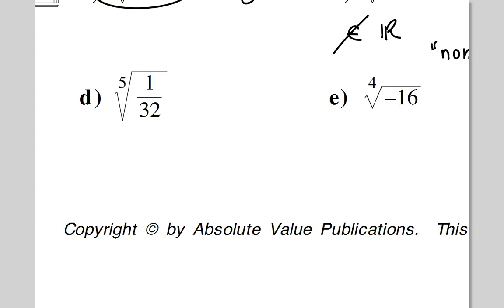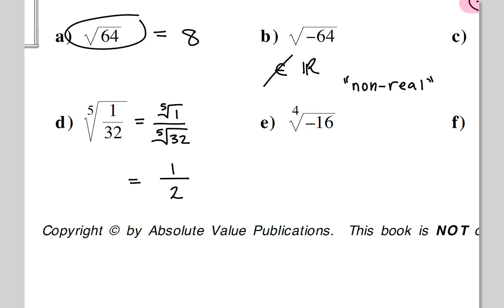How about the fifth root of 1 over 32? Can you just do 32? We did it above, right? What's the fifth root of 32? 2. So what's the fifth root of 1 over 32? Okay, what you can do here is the fifth root of 1 and then the fifth root of 32 like this. So the fifth root of 1, any root of 1 is always going to be 1. 1 times 1 times 1 forever. And in the bottom, the fifth root of 32, we've seen it above. It's 2, so 1 half there. Okay, E. Can we do E? Same problem for E.